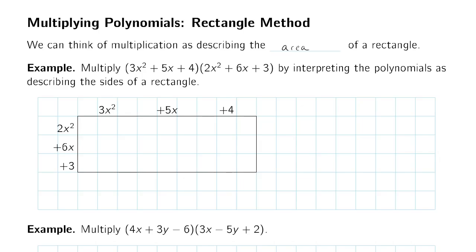In order to help us keep track of multiplying polynomials, we're going to think of each polynomial as representing the sides of a rectangle, and then their product, the result of multiplying them, gives that rectangle's area. And that's what I've drawn a picture of here. So we have this rectangle. Its top has length 3x squared plus 5x plus 4, and its side has length 2x squared plus 6x plus 3. And so this area, whatever it is, is the product.